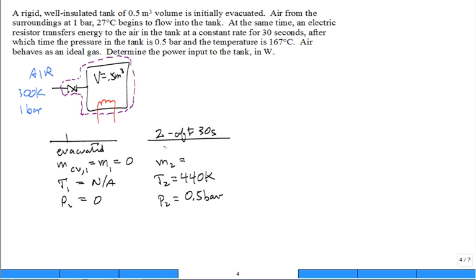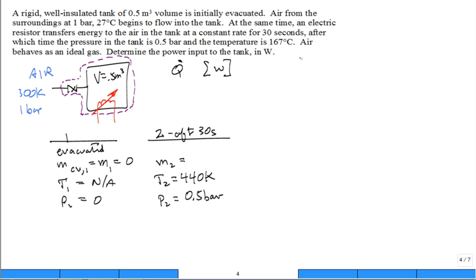And then I say, what is the power input to the tank? So what we're trying to calculate is, maybe we're asked to calculate Q dot in units of watts. Would that be the power input to the tank, Q dot, in watts? So our symbol and units. Okay, so we're going to do a mass balance.